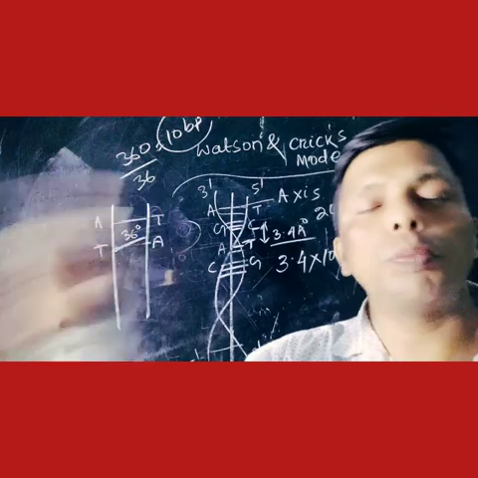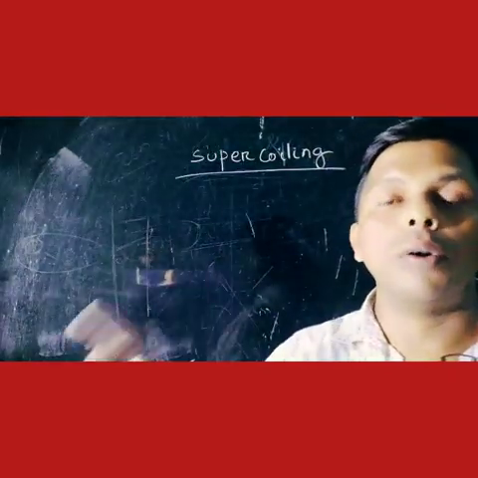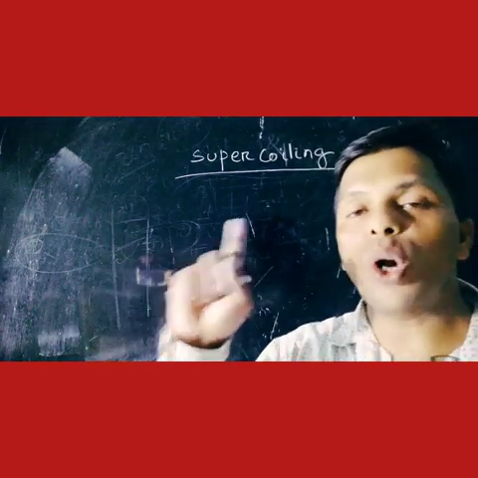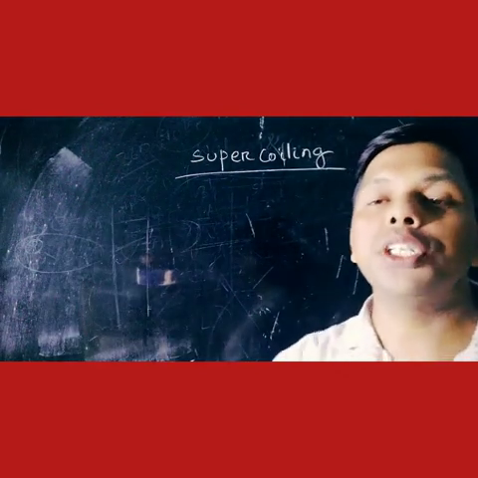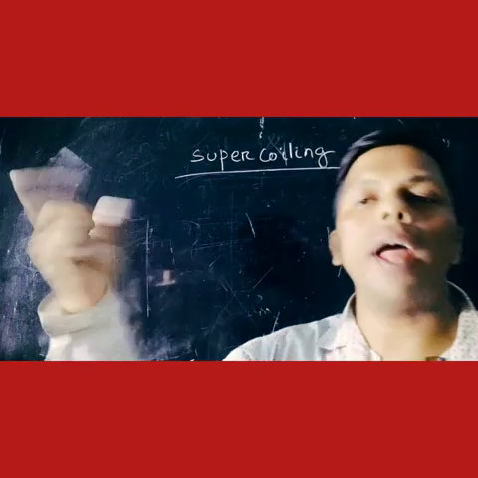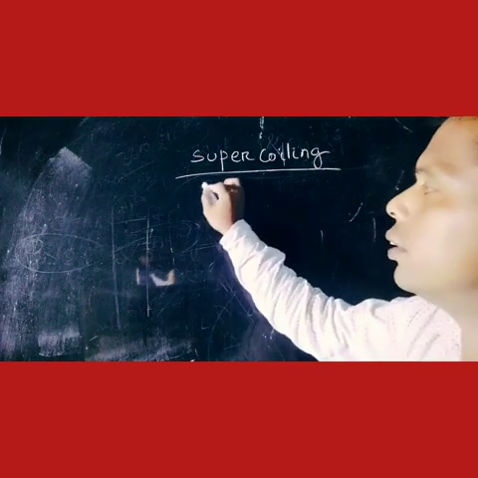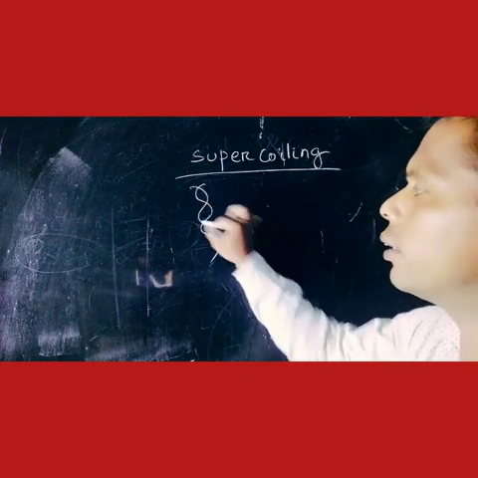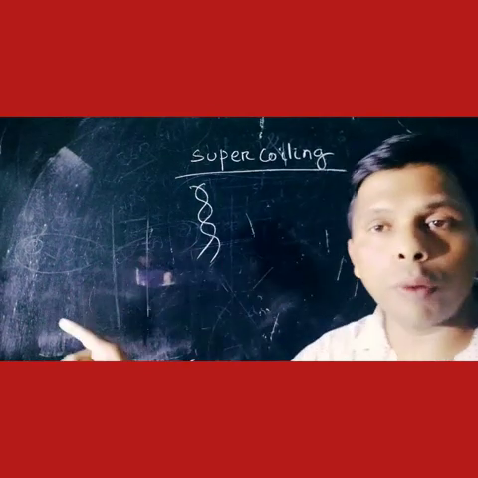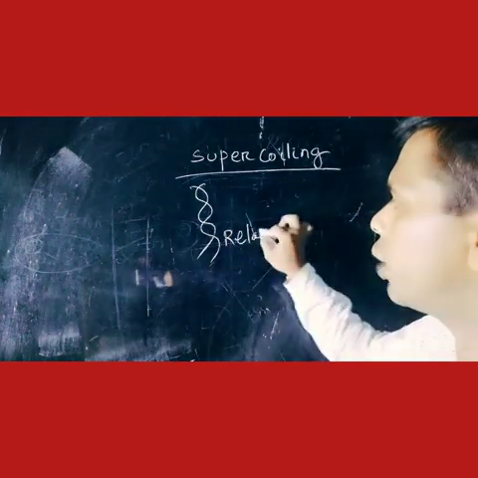Let's look at the supercoiling structure of DNA. In the Watson-Crick model, we have studied the coiled structure of DNA. That means the two strands of DNA coiled around each other and also coiled around an axis. Then what is supercoiling? Let's see. This form of DNA, whether it is a linear form or a circular form, is called relaxed. It is a relaxed form of DNA.